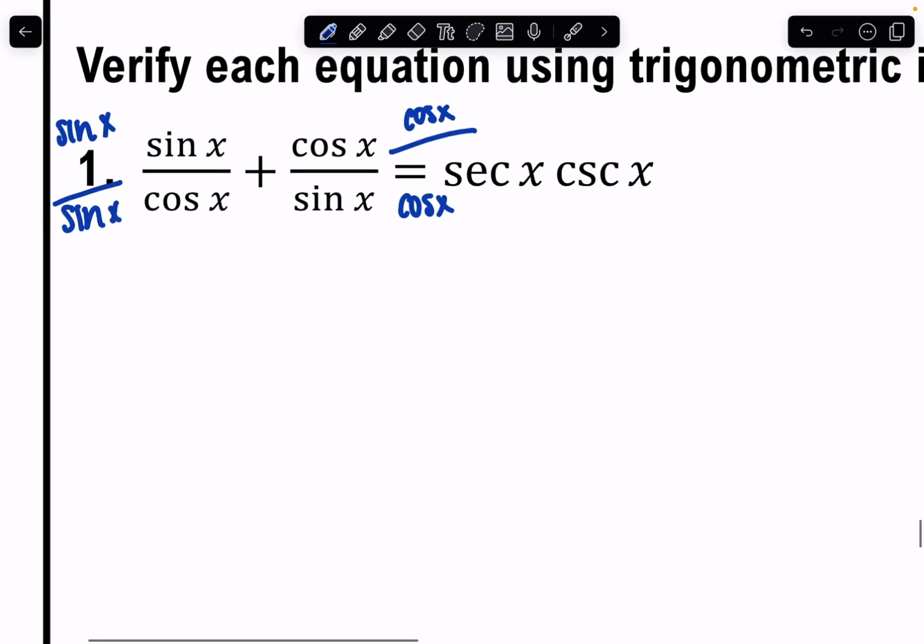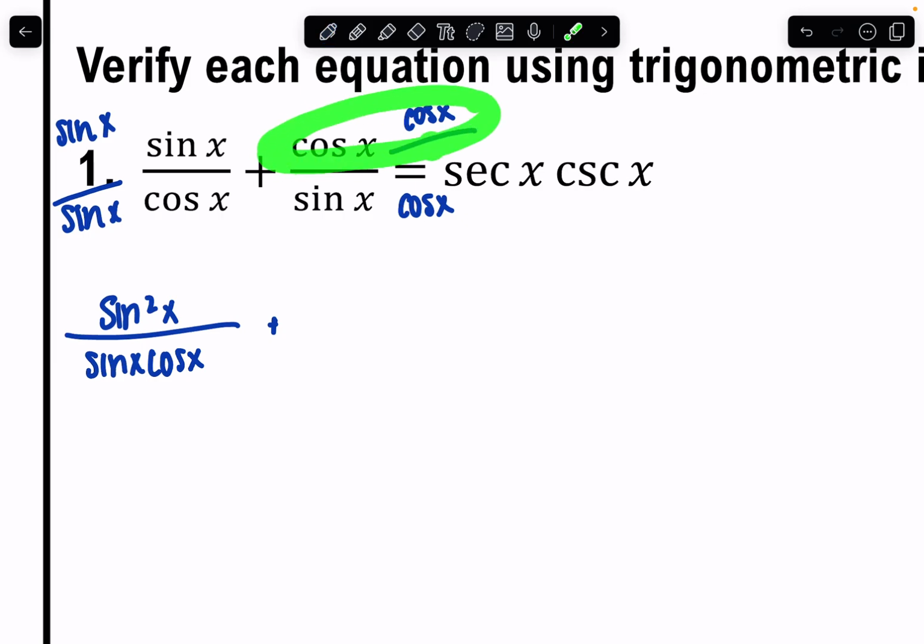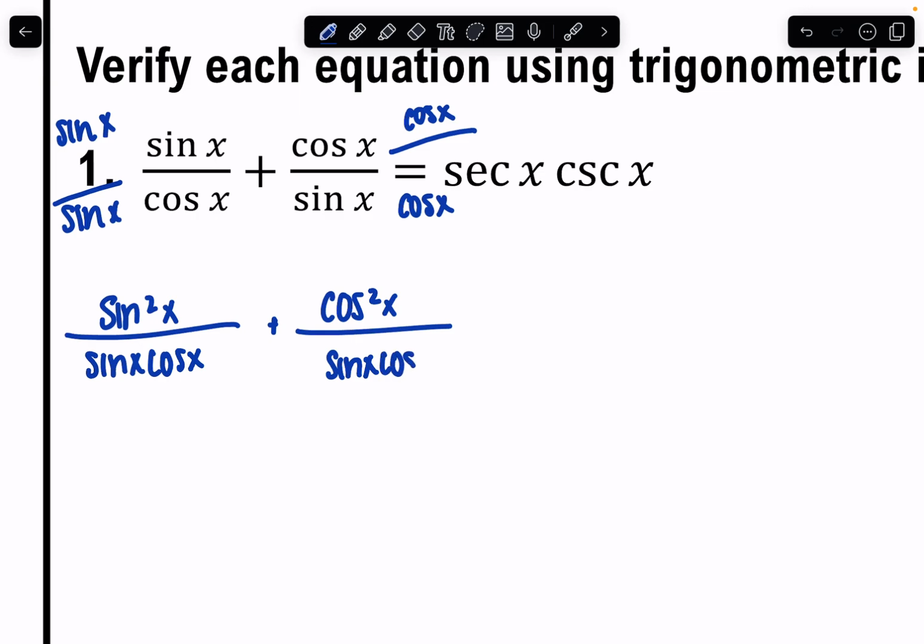So this first fraction, when I multiply the numerator, sine times sine becomes sine squared over sine times cosine. And so that would be my first fraction. So sine times sine is sine squared, over sine cosine on the bottom. Then on the next fraction, I multiply cosine times cosine. That's cosine squared over sine times cosine. And so now I could add those together.